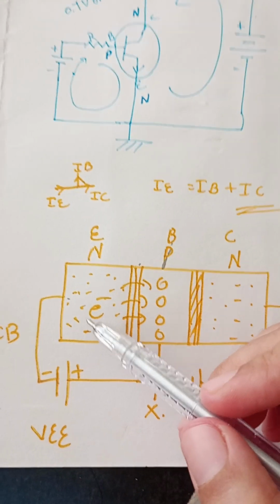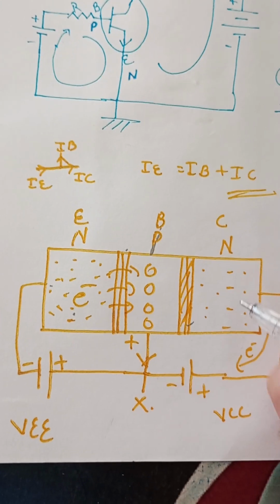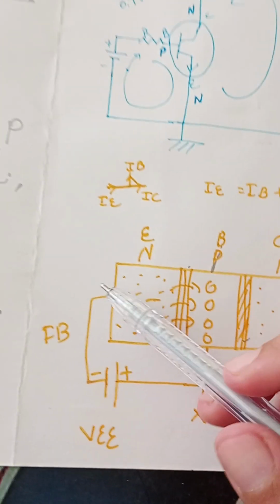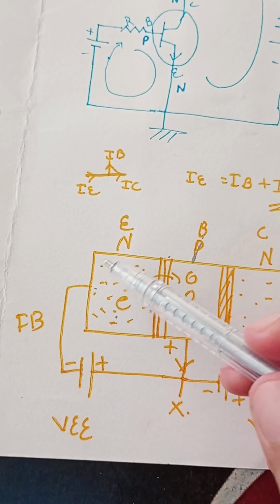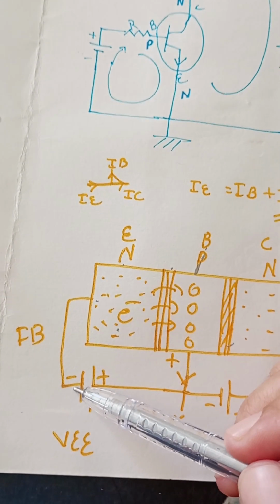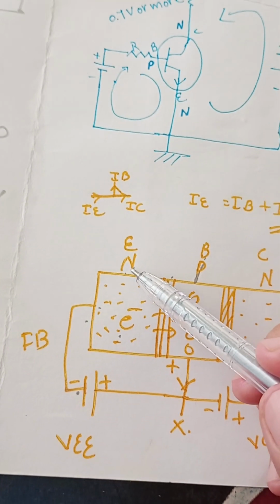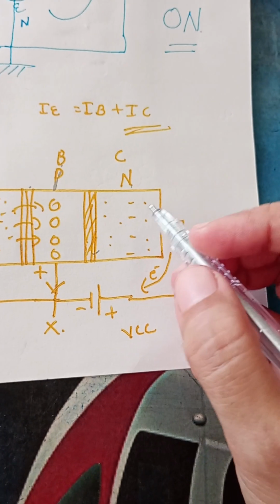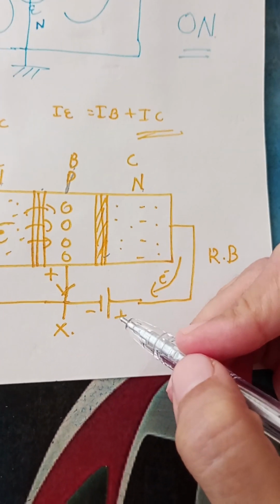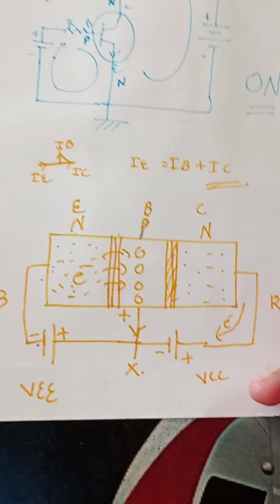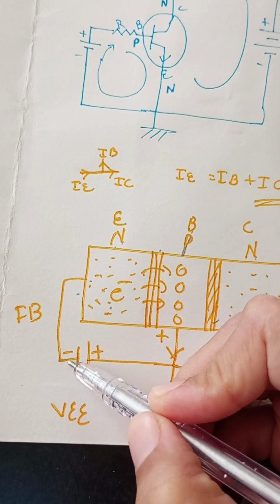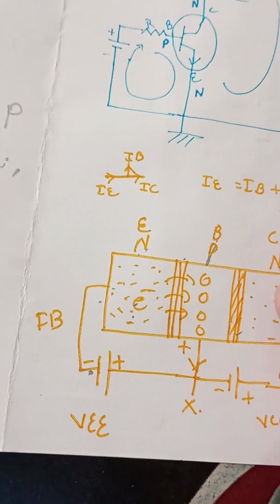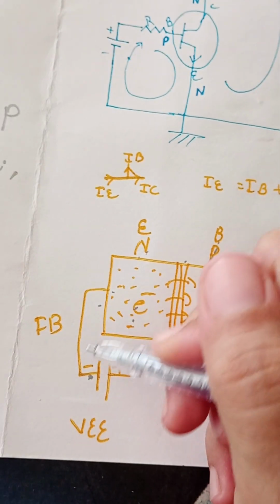Now here are electrons, there are so many electrons, and here also so many electrons, and here is P, meaning holes. Now this is going to be forward bias. Why? Because we connected negative to the negative terminal. So this negative and this negative become forward bias. And here we connect this negative to the positive terminal. It means it is going to be reverse bias, right? So the negative charges from the battery and the negative charges of the N semiconductor are going to repel.